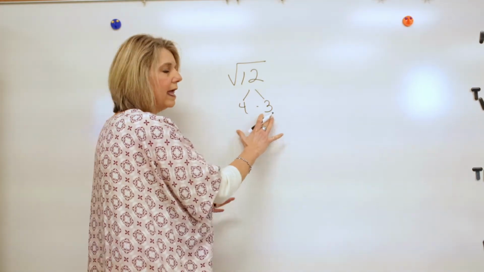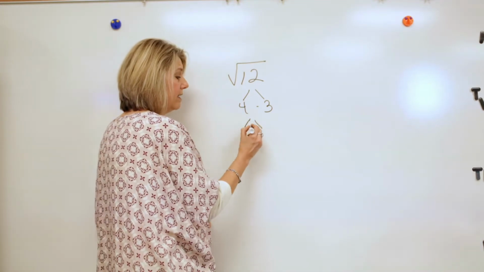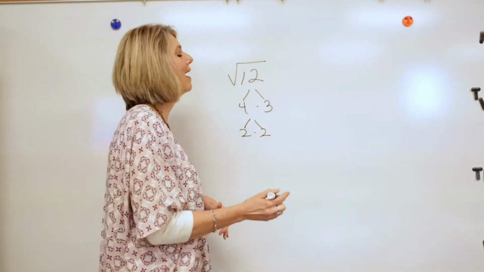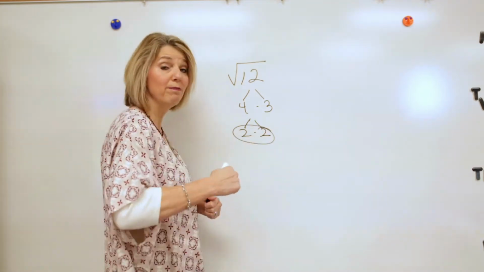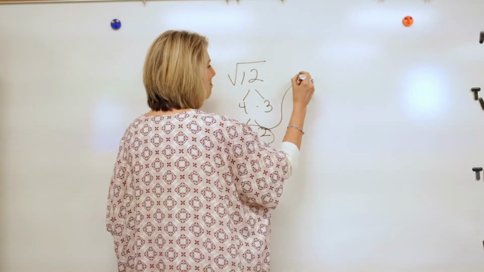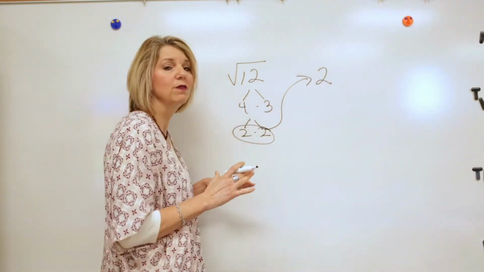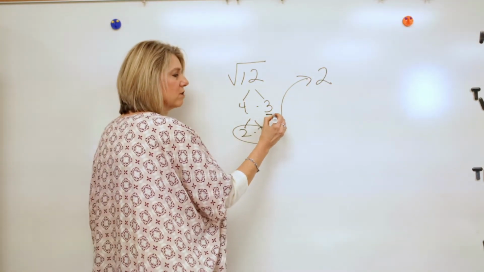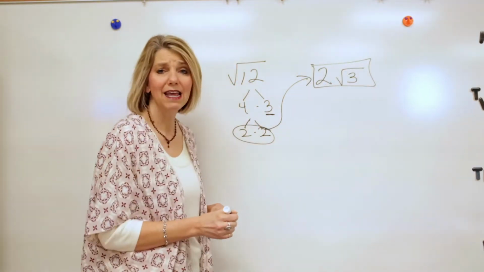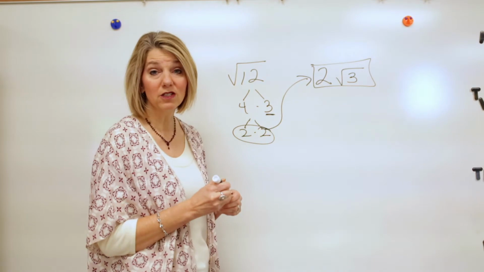So 3 can't go any further, but 4 can, and when I factor that down, I see I have a pair of buddies. They buddy up, they lock arms, and they skip out of the house. They become a 2. They're free, but this 3 is still trapped in the house. Sad day for him, but that's what the answer is.